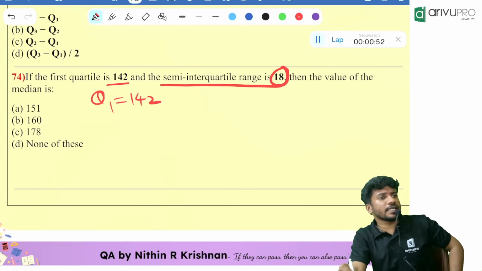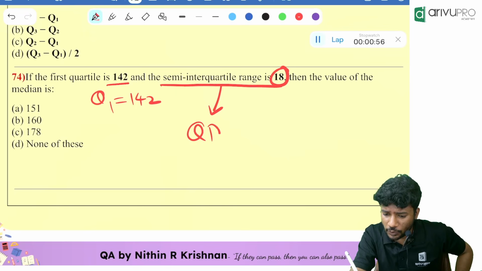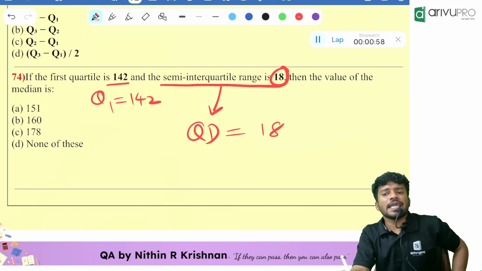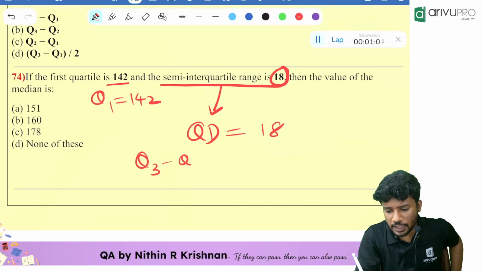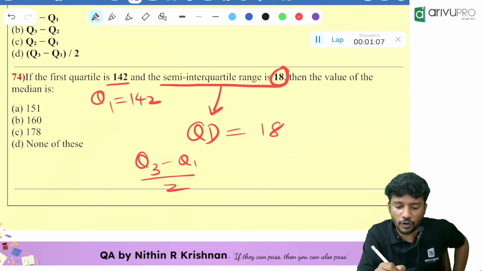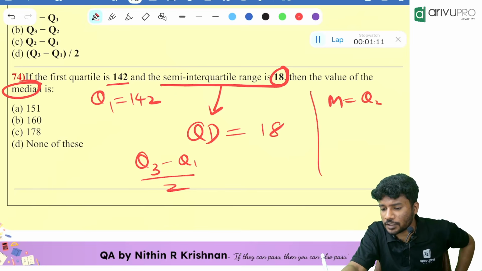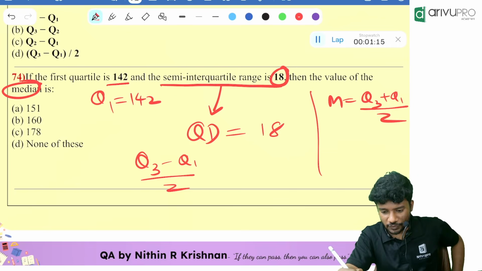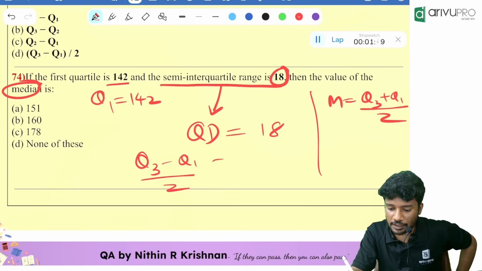Semi-interquartile range is 18. What do you mean by semi-interquartile range? That is nothing but our QD. QD is equal to 18. What is the formula for QD now? Q3 minus Q1 divided by 2. They are asking us to find the value of what? Median. How can you find the value of median? The median is nothing but Q3 plus Q1 divided by 2. Correct? So first we need to find Q1, then we can find the median.